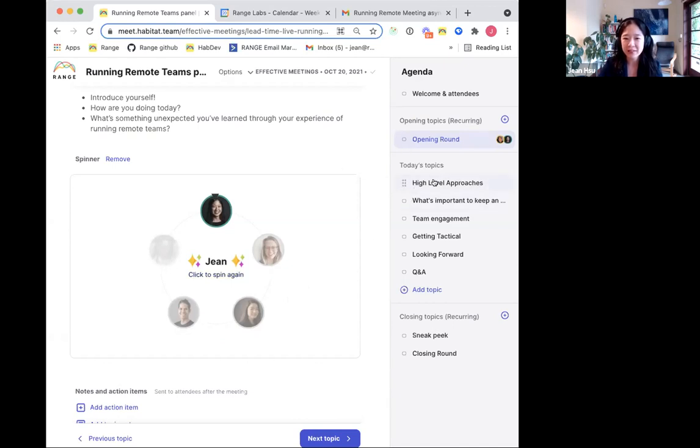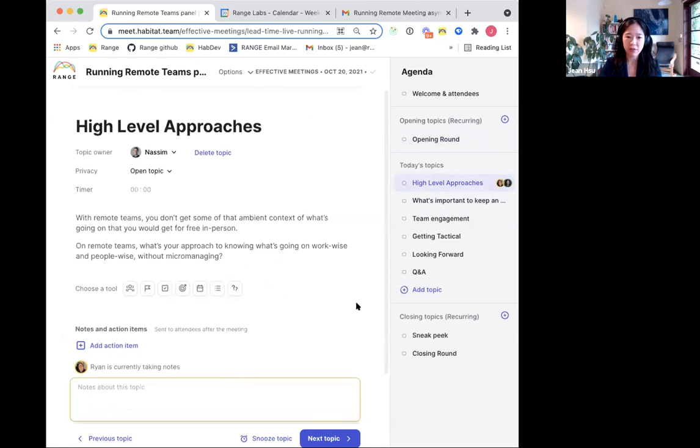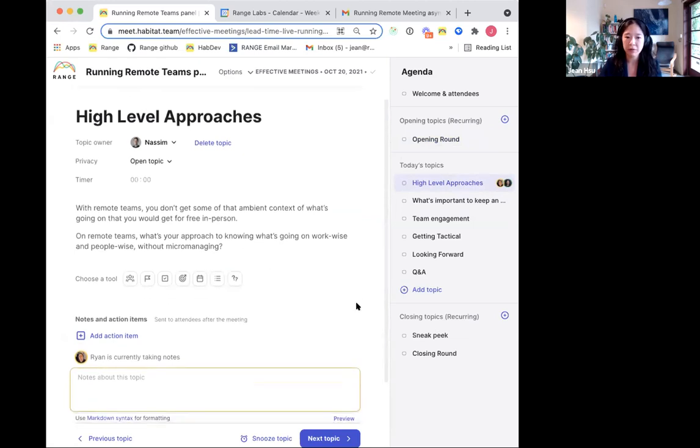Okay, cool. So let's dive into the discussion topics. I've curated some based on what I think is interesting and what people said they wanted to learn from the panel. Let's start off with high-level approaches. With remote teams, you don't get some of that ambient context that you would get walking around an office, of just how people are doing, how projects are progressing. So at a high level, what's your approach to knowing what's going on, both for the work and people, without micromanaging? And see, maybe you can kick us off here.